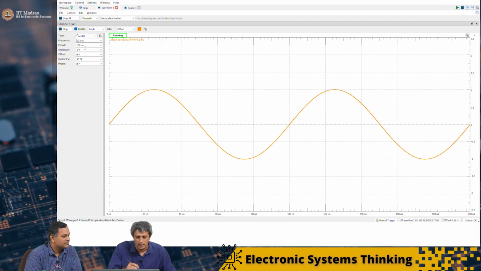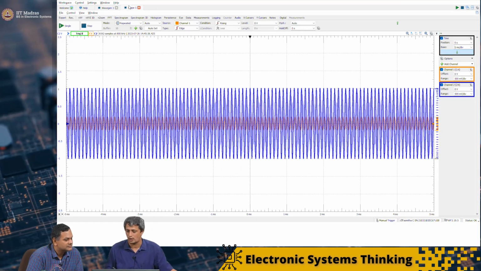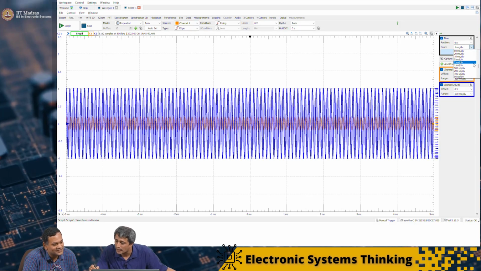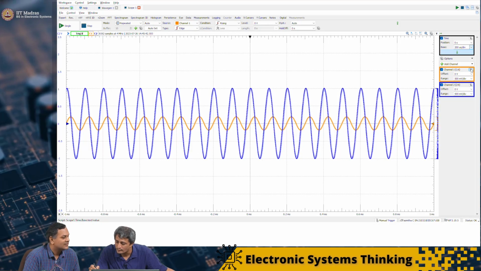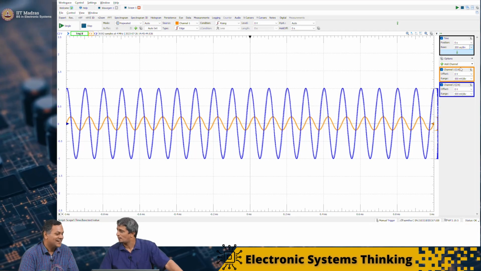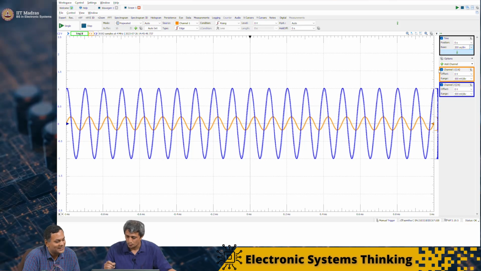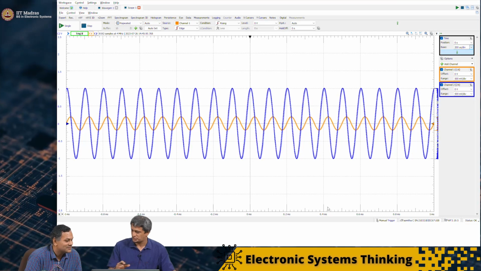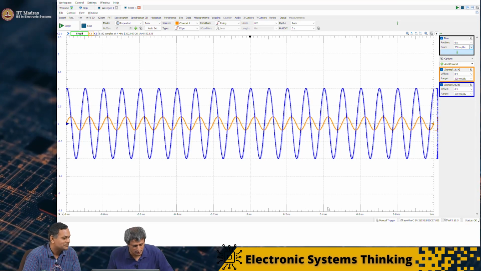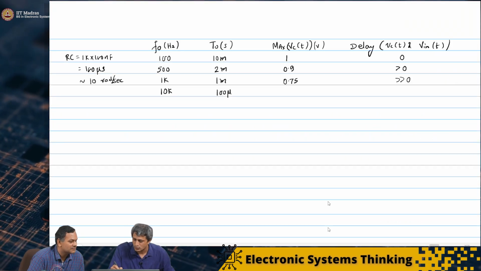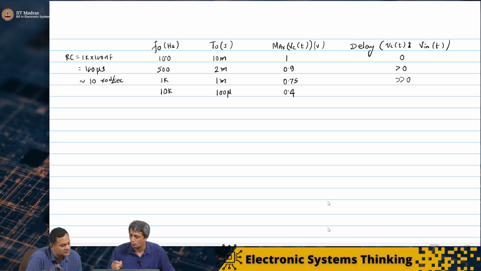Now let's see what happens to the output. Wow. We need to reduce the scale. Oh, this is nice. The input is much larger now. The output is significantly diminished. And what is the maximum value? Maybe 0.4 volt, right? So 0.4 volt.